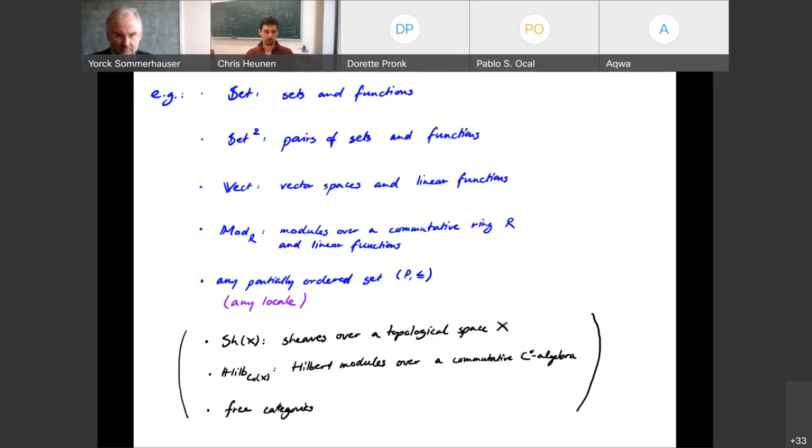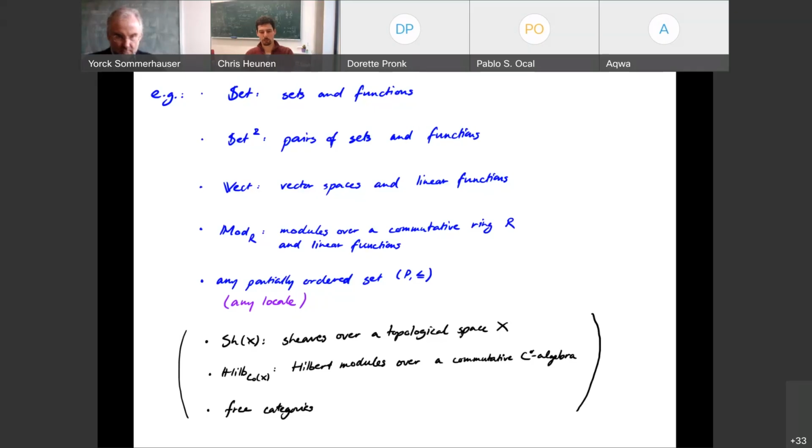A fifth example that we'll see very often is you take any partially ordered set, so that means a set with a less-equal relation on it. I can view such a thing as a category by saying an object of the category is an element of the partially ordered set, and there exists exactly one morphism from one object to another when this element is less than or equal to that element in the order. Because the order is transitive, I can compose these things, and because the order is reflexive, I have identity morphisms, so this is a fine category.